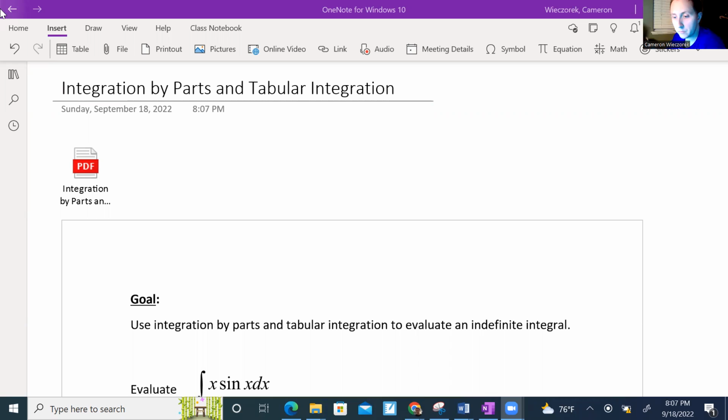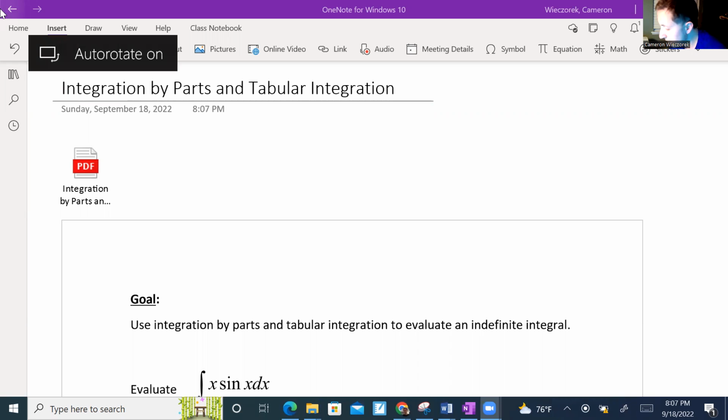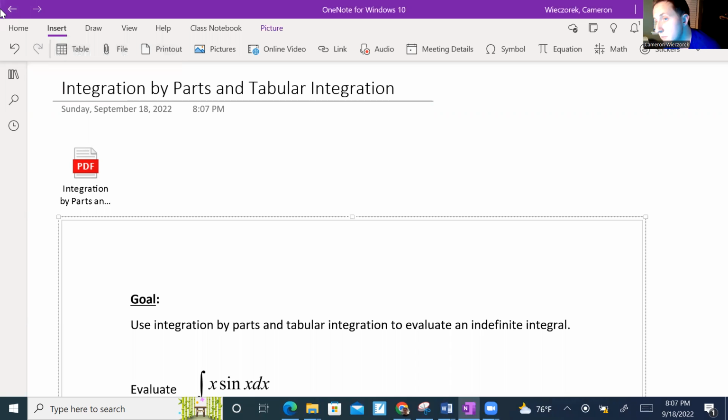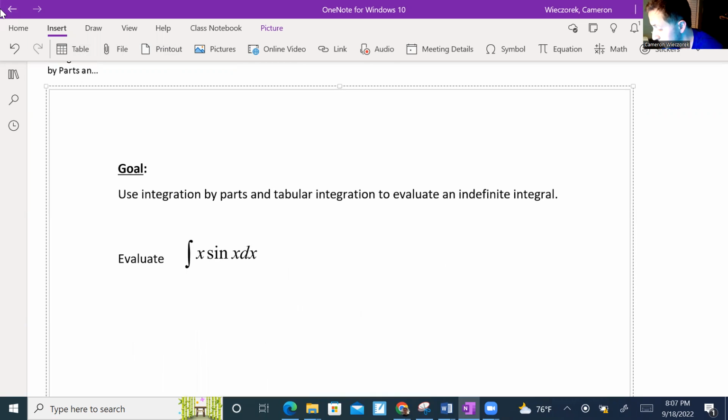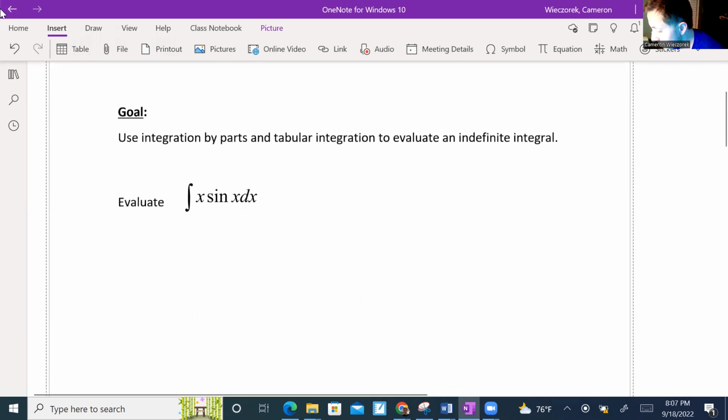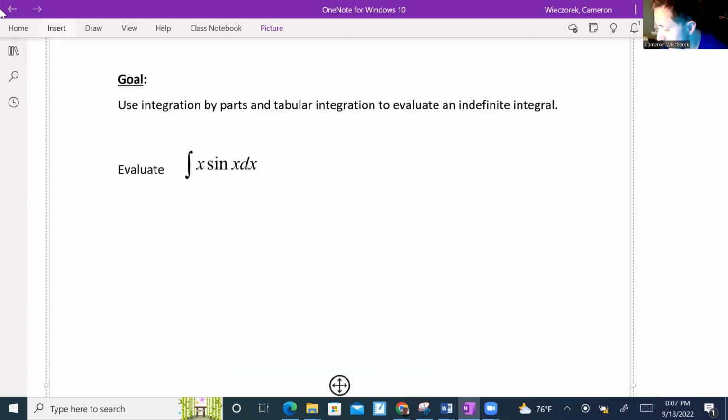All right, so in this video, I'm going to show you how to use integration by parts to evaluate an indefinite integral, and then I'll show you another technique that you can use that actually makes things a little bit faster, that is called tabular integration. So let's start with integration by parts.